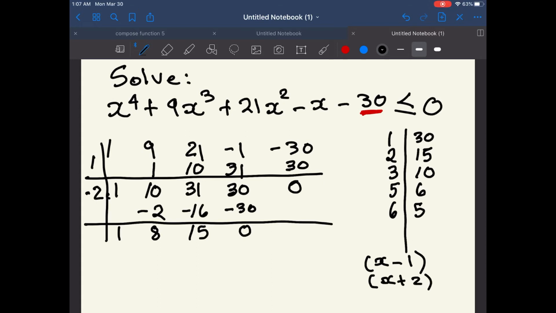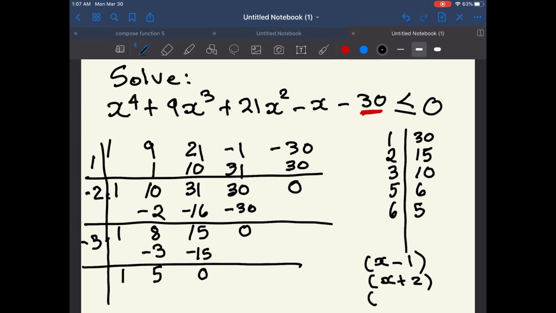It's another factor. Continue using synthetic division. For example, I'm going to use -3. You bring down 1, -3, and when you add here is 5, is -15, it is going to be 0. Another factor is x plus 3, because -3 is a zero.